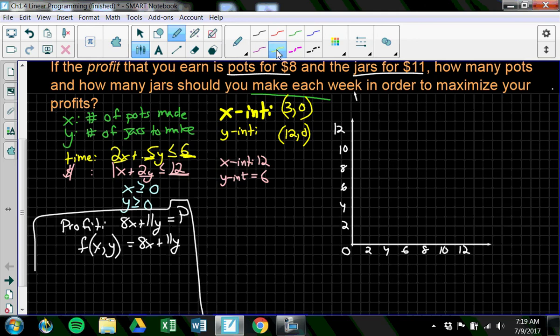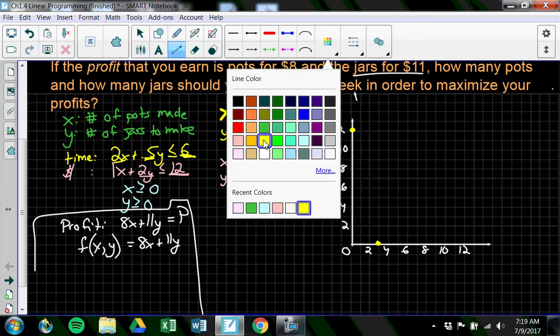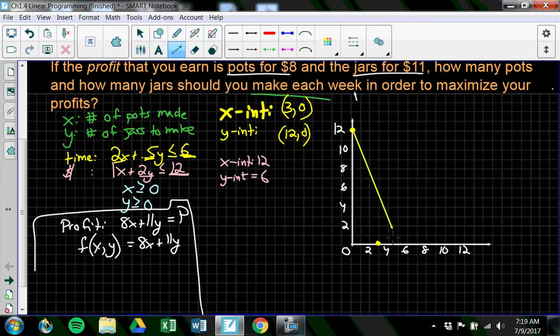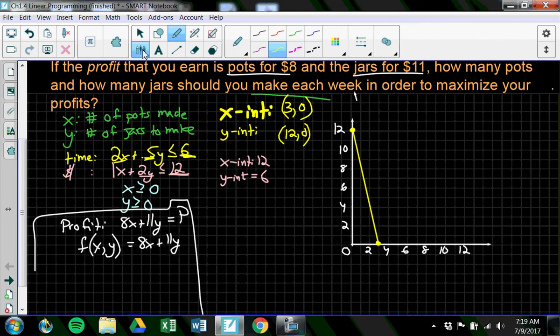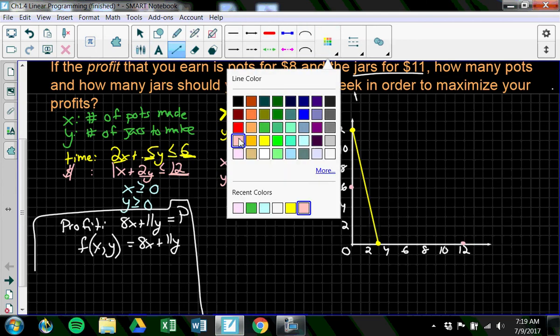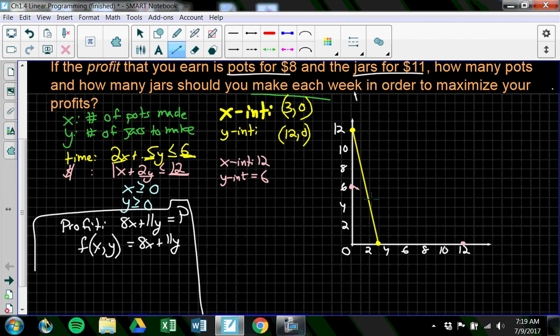Okay, graph the yellow line. It has an x-intercept at 3 and a y-intercept at 12. And it goes like this. Now let's graph the pink line. It has an x-intercept at 12 and a y-intercept at 6. And then it's going to connect like this.